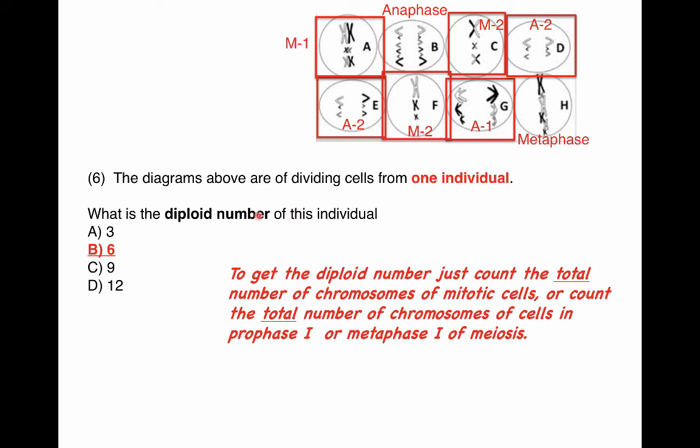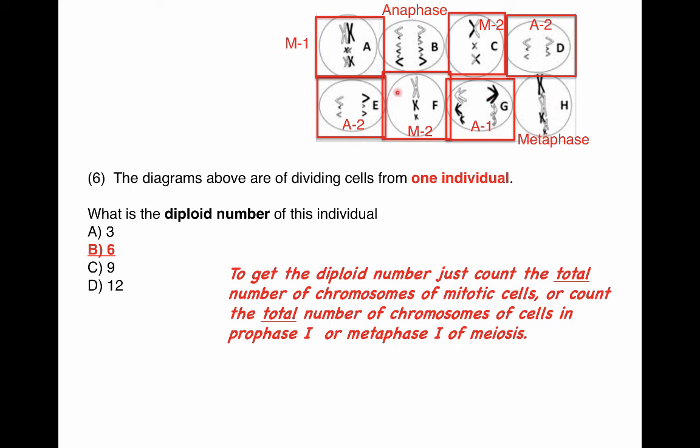And then finally, what is the diploid number of this individual? To get the diploid number, you can just count the total number of chromosomes in mitotic cells. So here's a mitotic cell. We already identified that as the ones that have the most chromosomes lined up on the metaphase plate, or the most chromosomes separating during anaphase. And you just count the total number of chromosomes. And here in H, it's 1, 2, 3, 4, 5, 6.